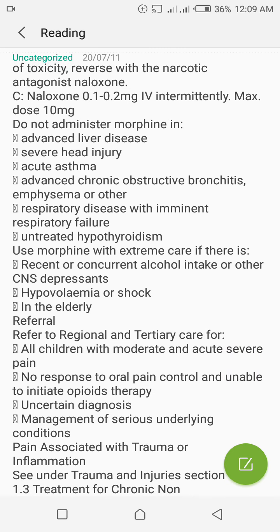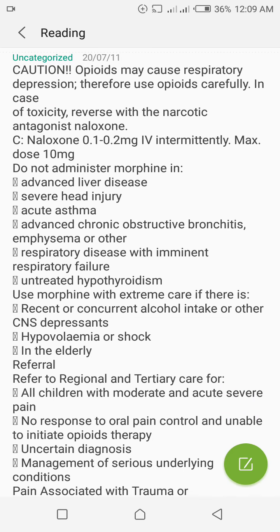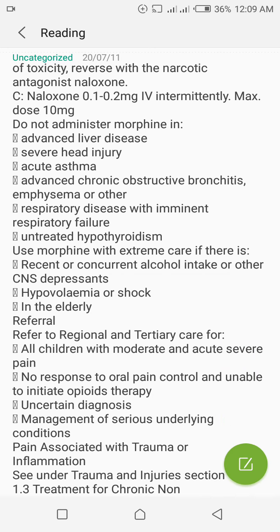As I bring about the conclusion of how to manage mild, moderate, and severe pain, if things worsen, do the referral. Refer to the regional or tertiary care all children with moderate or acute severe pain, and those with no response to oral pain control, or where it is unable to initiate opioid therapy.